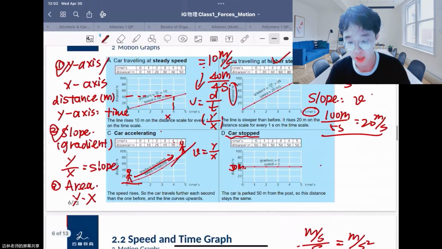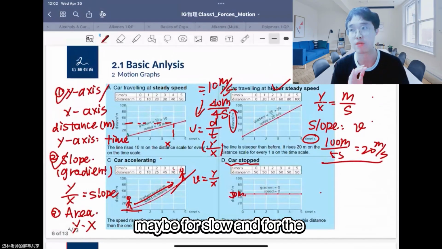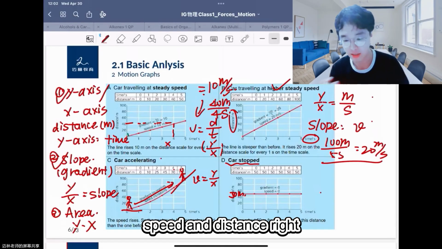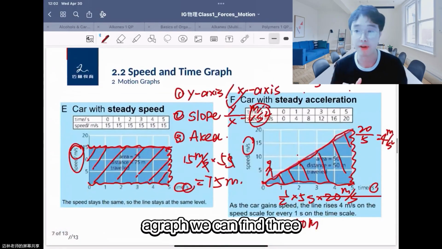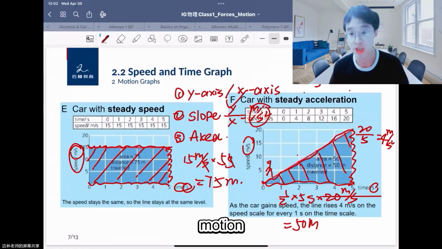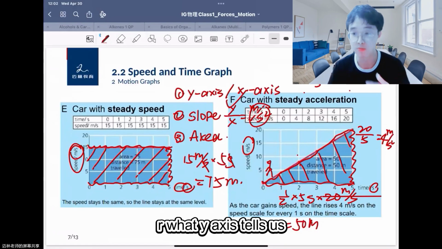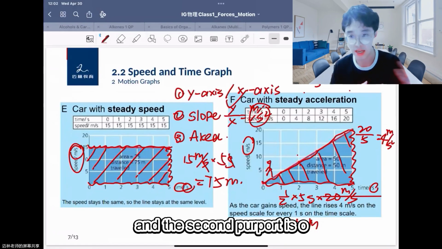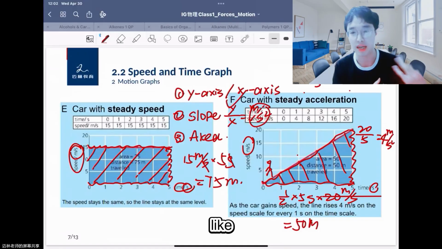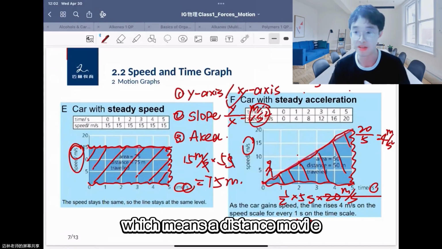Okay, so here you can find there is more information in the speed and time graph than in the distance and time graph. In the distance and time graph, we can only find the slope, and the y-axis is about distance, right? And in the speed and time diagram, we can find three characteristics of the motion. The first is velocity, which is what the y-axis tells us. The second parameter is the acceleration, which is the slope. The third parameter is the area, which means the distance moving. Okay.